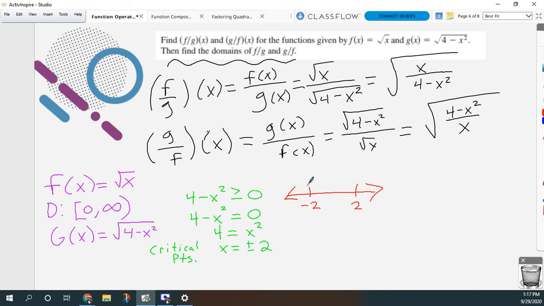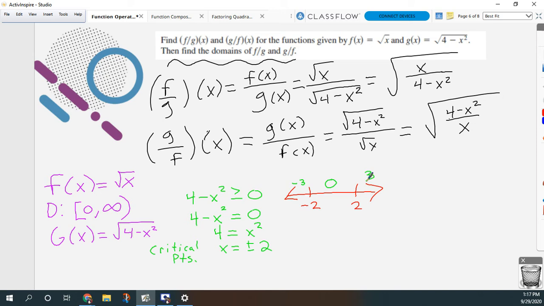So notice that my first section is everything that is smaller than or less than -2. So I'm going to pick -3. Then my next section is everything that's in between -2 and 2, so I pick 0. And then our last section is everything that's bigger than 2, so I pick 3. You could have easily picked any other number.